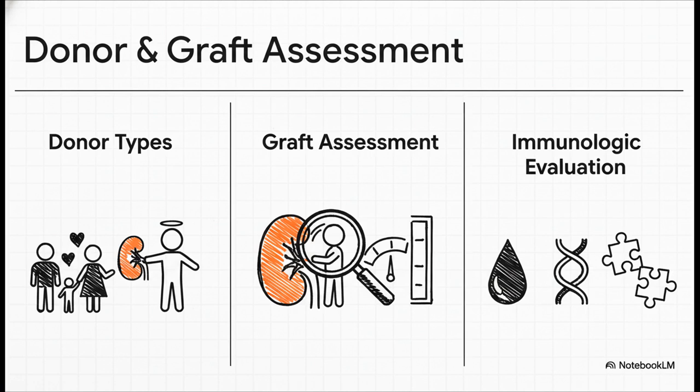That's a completely different scenario than a kidney from an expanded criteria donor, or ECD, which might have a longer ischemia time and a higher risk of delayed graft function. Knowing the donor and the graft's KDPI score helps us anticipate potential problems and tailor our plan accordingly.